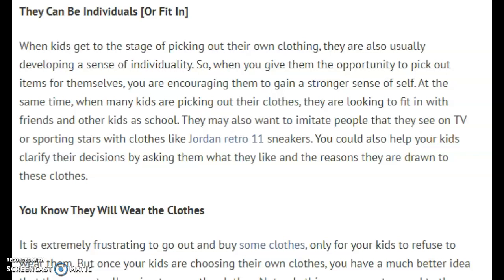They can be individuals or fit in. When kids get to a stage of picking out their own clothing, they are usually also developing a sense of individuality. So when you give them the opportunity to pick out items for themselves, you are encouraging them to gain a stronger sense of self. At the same time, when many kids are picking out their clothes, they are looking to fit in with friends and other kids at school. They may also want to imitate people that they see on TV or sports stars with clothing like Jordan Retro 11 sneakers. You could also help your kids clarify their decisions by asking them what they like and the reasons they are drawn to these clothes.